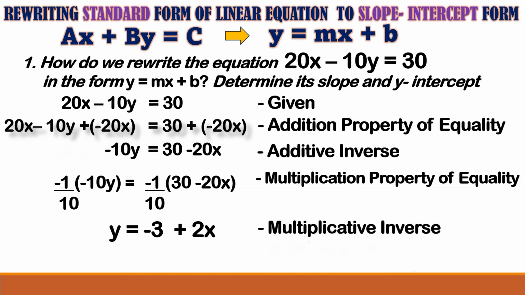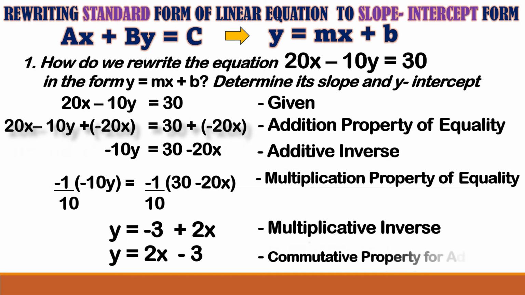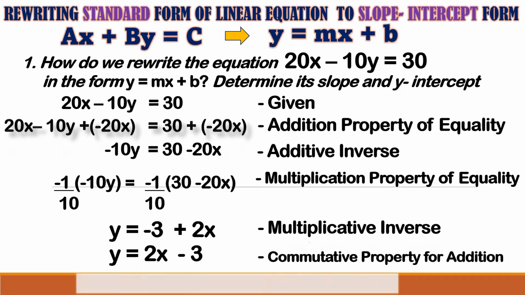And rearranging the terms into slope-intercept form, we have y equals 2x minus 3 by the commutative property for addition. So here, what is the slope and the y-intercept? Since the equation is y equals 2x minus 3, the slope is 2, and the y-intercept is negative 3.